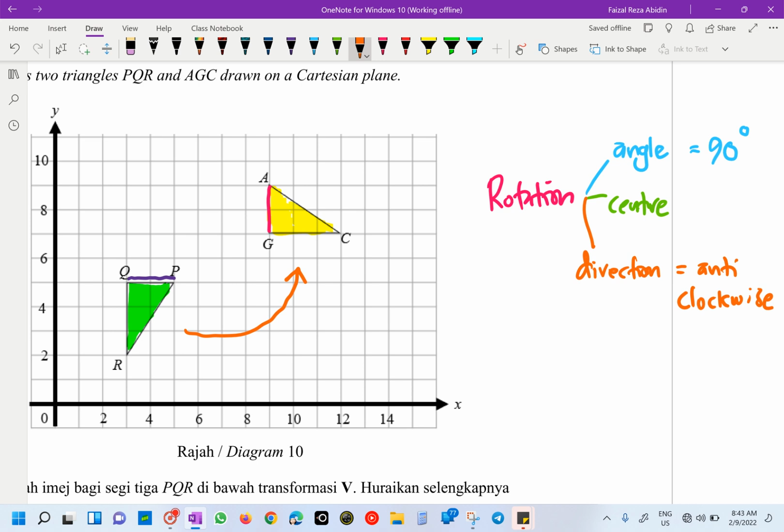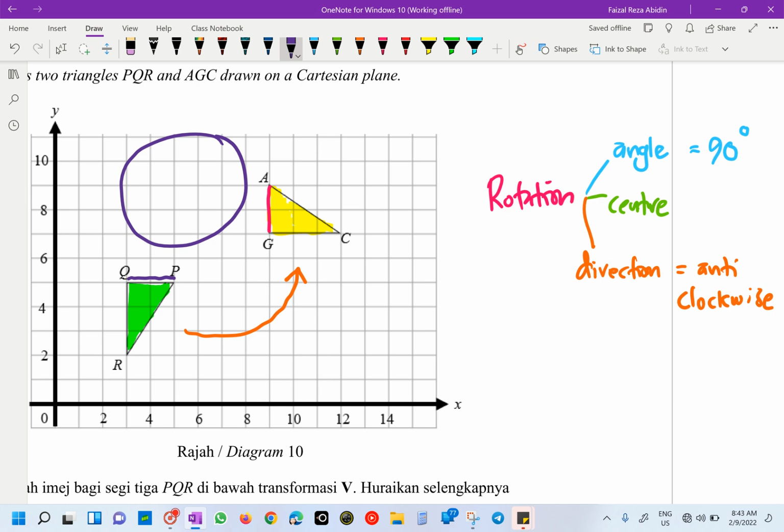Because your center is going to be opposite from our arrow. Yang sebelah sana. Yes. It cannot be the same as our arrow. That's the importance of drawing the arrow. Opposite. Yes, opposite from our arrow there. So that means our center is going to be somewhere here.